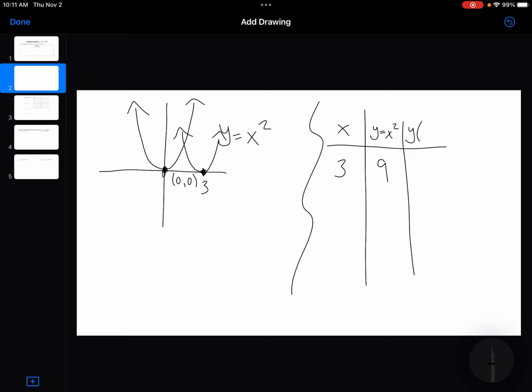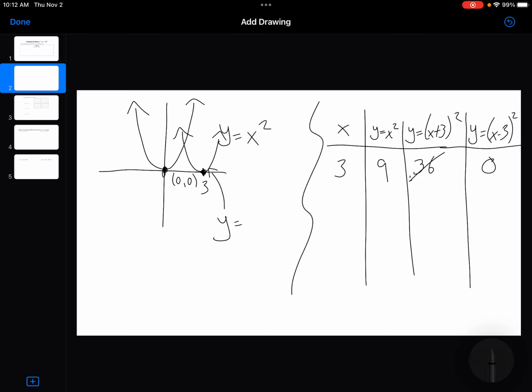Well, if I did y equals x plus 3 squared, that would give me 3 plus 3, which is 6. And if I squared that, I would get 36. That doesn't work. That's not what we want. So when we're actually graphing this, we want to do y equals x minus 3 squared, because now 3 minus 3 is 0, and 0 squared is 0. So if I plug in 3, I've moved right to the 3, and I'm going to be at y equals 0, which is what I wanted.